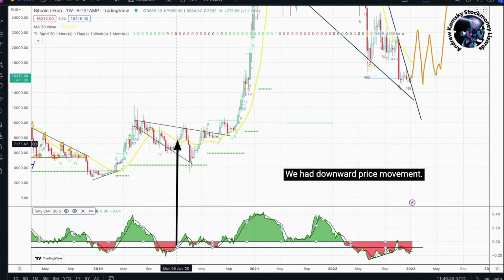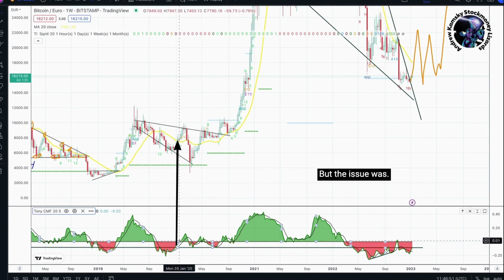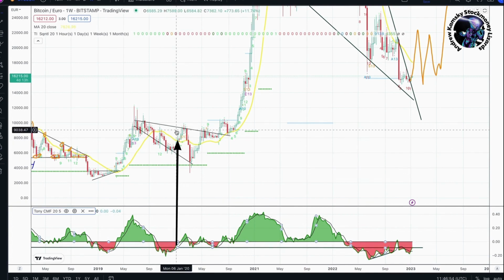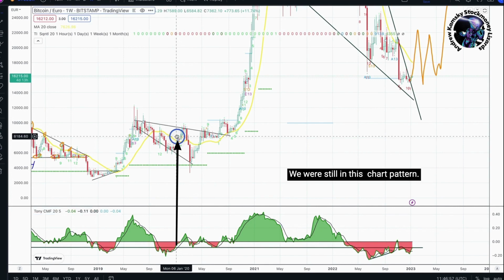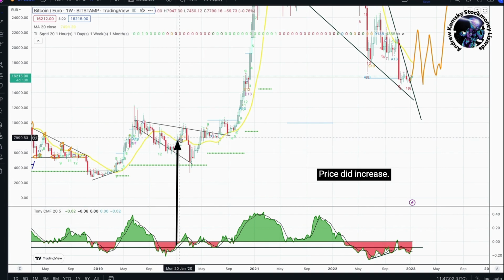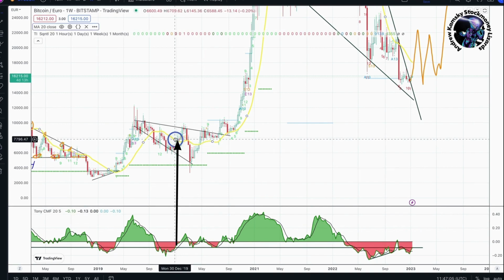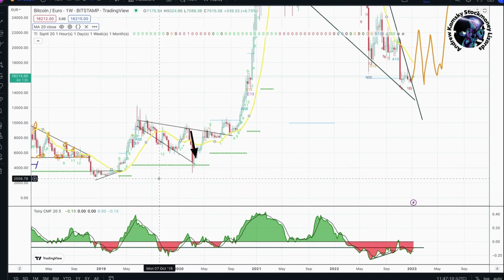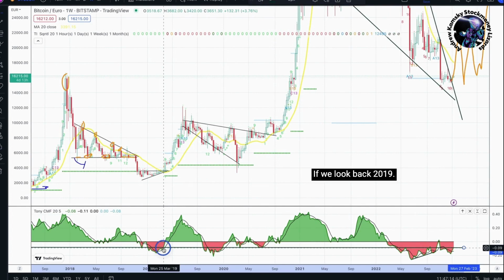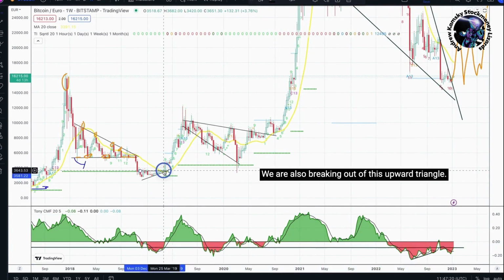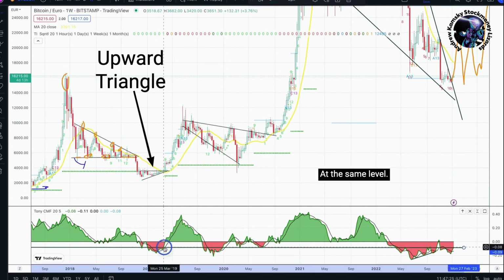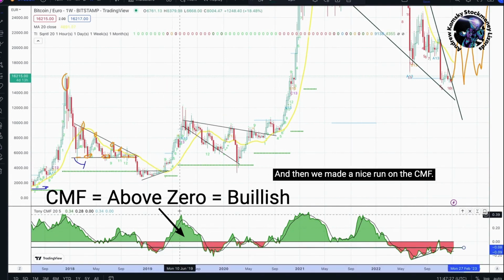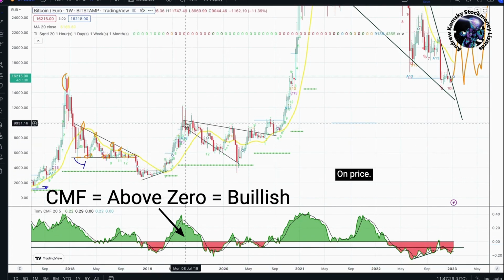We had downward price movement, but the issue was we were still in this chart pattern. So what we can see is that price did increase slightly also, but then it took a nosedive down. If we look back at 2019, we are also breaking out of this upward triangle at the same level. And then we made a nice run on the CMF and we made a nice run on price.